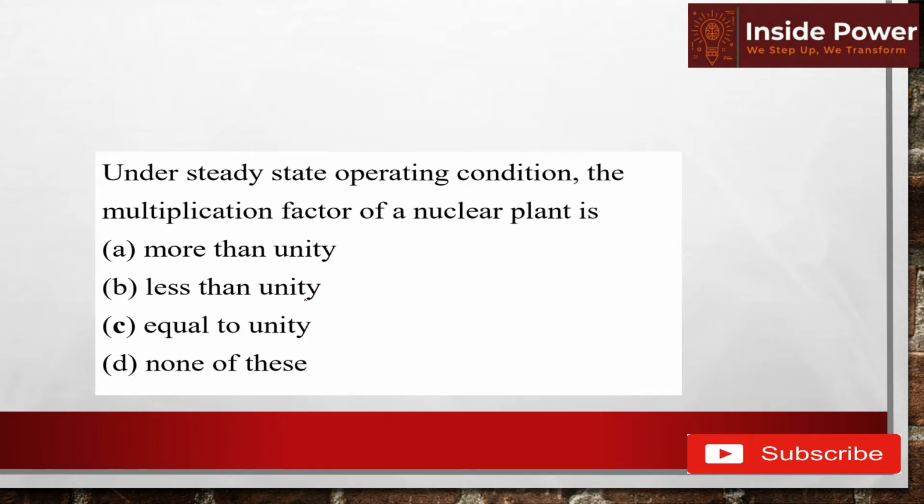Under steady state operating condition, the multiplication factor of a nuclear plant is more than unity, less than unity, equal to unity, or none of the above. So the multiplication factor is equal to unity. So this is the correct option. These two options are not correct for this.